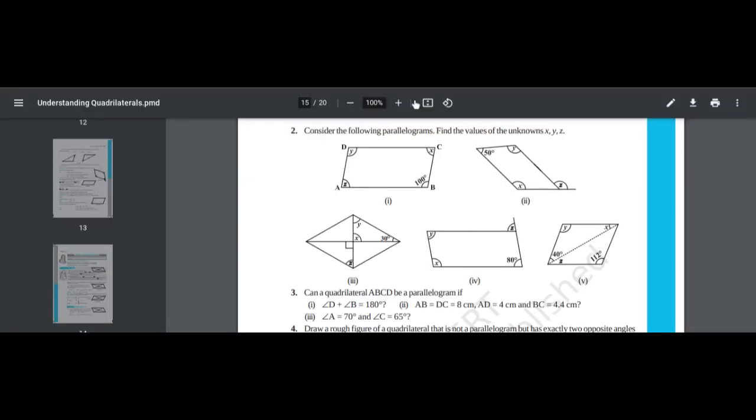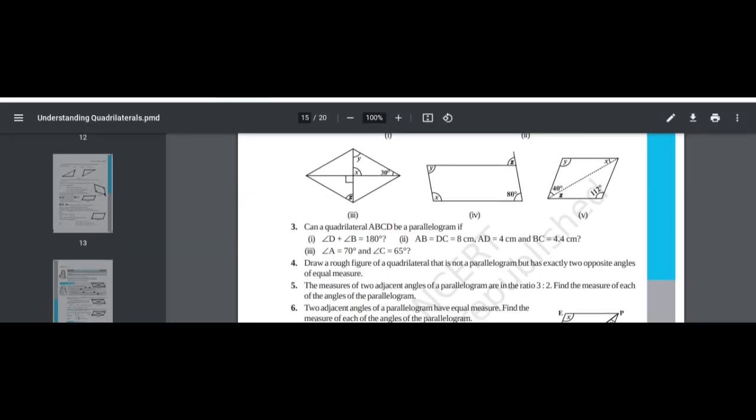Now we have to do the next question. Question number 4. The measures of two adjacent angles of a parallelogram are in the ratio 3 to 2. Find the measure of each of the angles. No, we have to do question number 4. Draw a rough figure of a quadrilateral that is not a parallelogram but has exactly two opposite angles of equal measure. Now, what does this mean?